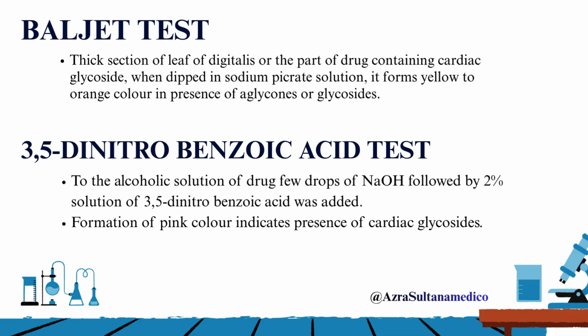Baljet test. A thick section of leaf of digitalis or the part of drug containing cardiac glycoside, when dipped in sodium picrate solution, forms yellow to orange color in presence of aglycones or glycosides. 3,5-dinitrobenzoic acid test. To the alcoholic solution of drug, a few drops of sodium hydroxide followed by 2% solution of 3,5-dinitrobenzoic acid was added. Formation of pink color indicates presence of cardiac glycosides.